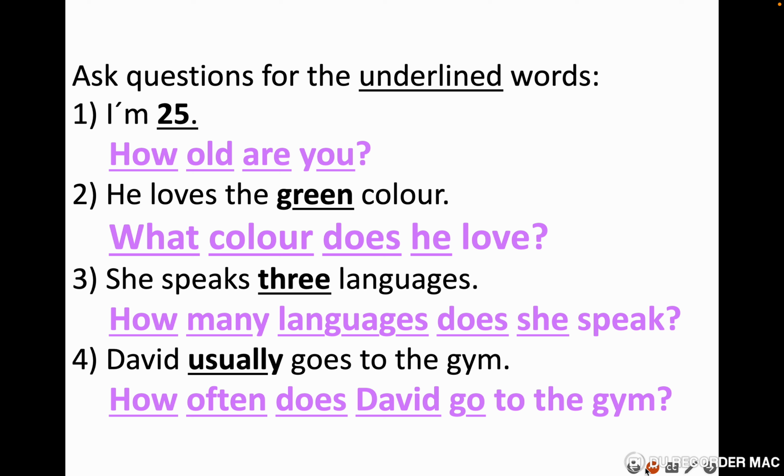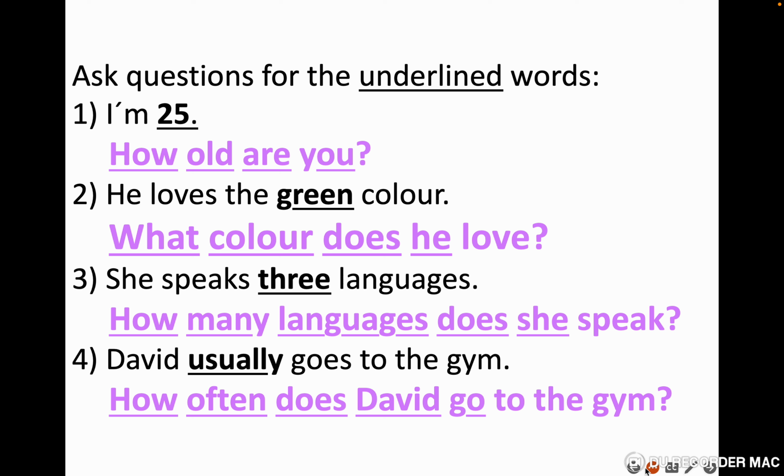Let's go to question number 3. She speaks 3 languages. How many languages does she speak? If you write how many language does she speak, it's not correct because after many we have a plural noun: languages. If you write how many languages do you speak, it's not correct because we have she. The subject is she. If you write how many languages does she speaks with S, it's not correct. So the correct question is, how many languages does she speak?